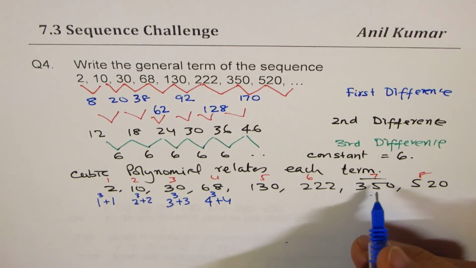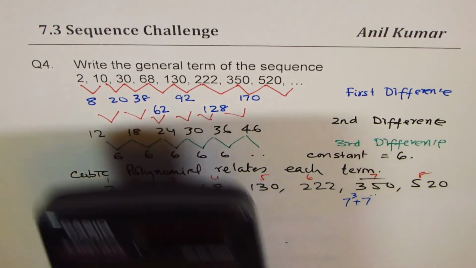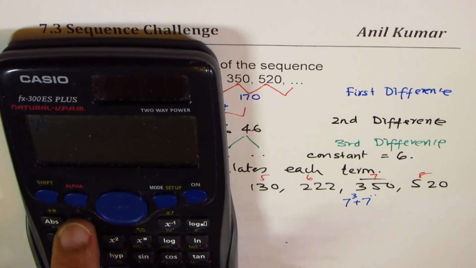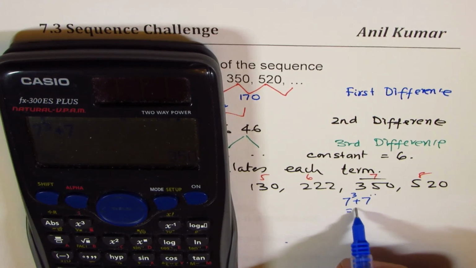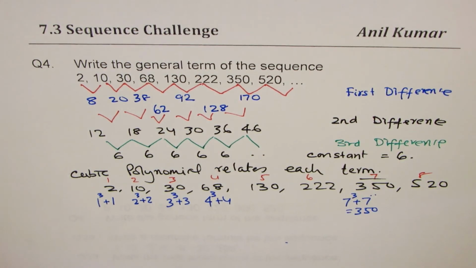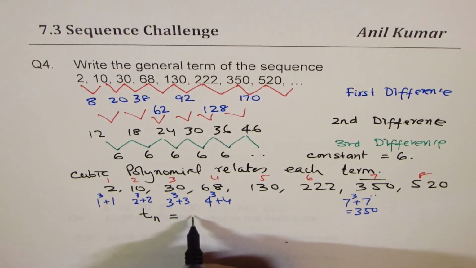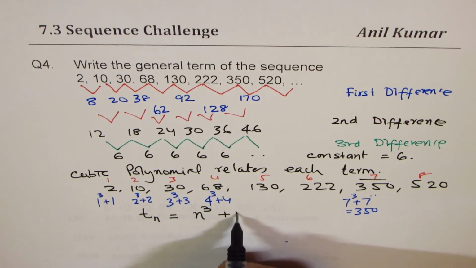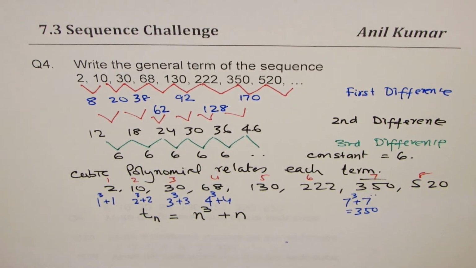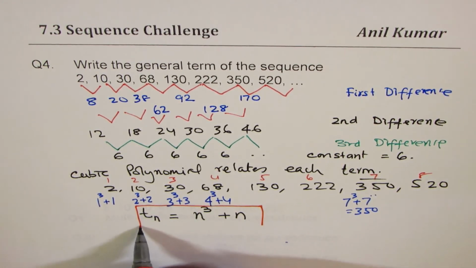So what I'm trying to check here is, what is 7 cube plus 7? We are doing 7 cube, and we'll add 7 to this and get 350, right? So it works. Do you see that? So we have a formula, which is the general term. We can say the general term Tn is equal to n cube plus n. Perfect. That is how you can easily get the solution of this particular type of question.